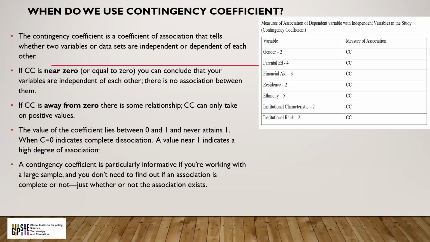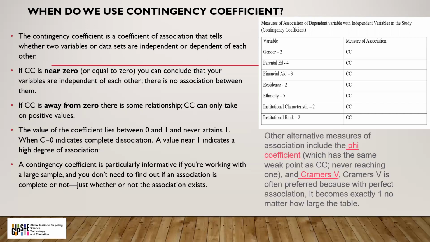Very important. Other alternative measures of association include the phi coefficient, which has the same weak point as the contingency coefficient: it never reaches 1. And Cramer's V as well is also another form of association measure when we are dealing with categorical variables. Cramer's V is often preferred because with perfect association, it becomes exactly 1, no matter how large the table is.